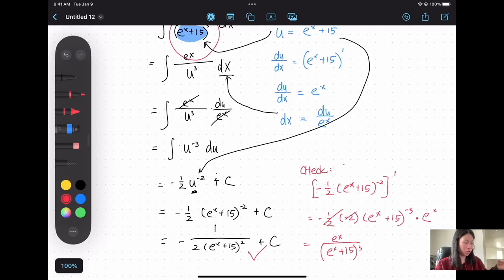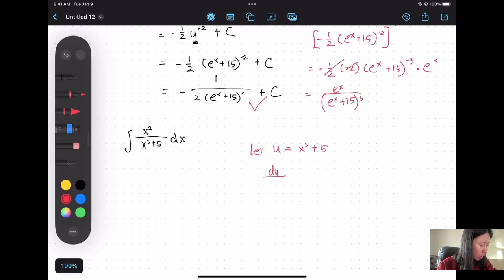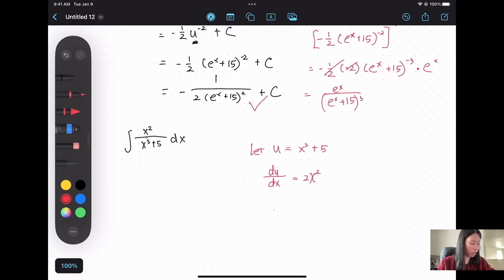So now let's try to do a couple more, such as this one. How to evaluate x squared over x cubed plus 5 dx. Again, we use u-substitution. I let u equal x cubed plus 5, so that when I take the derivative of u, the right side of the equation is 3x squared, so we might know the x squared might get cancelled out later. So dx is equal to du over 3x squared.